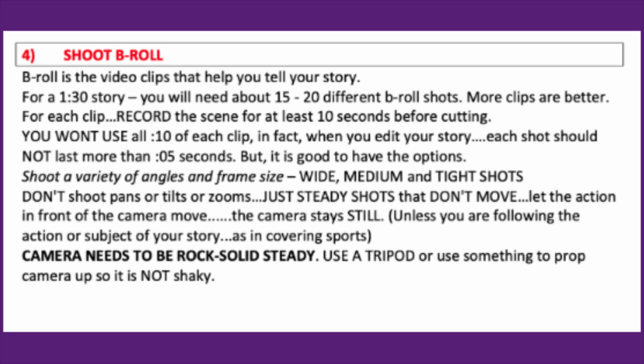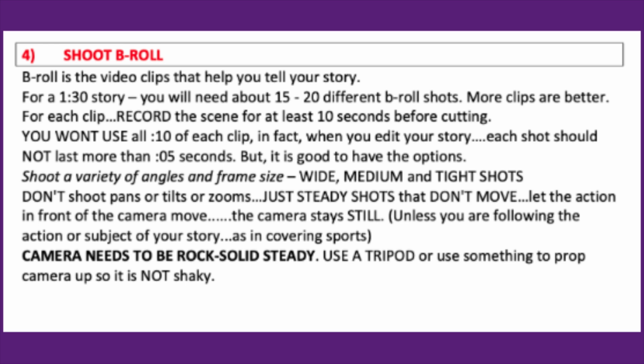But when you're shooting your B-roll, shoot a variety of angles and frame sizes. Shoot wide, shoot medium, and shoot tight shots. Don't shoot pans or tilts or zooms. Don't move the camera around, zooming in and out. Just steady shots that don't move. Let the action in front of the camera move, but the camera really needs to stay still. It just looks so unprofessional if your movement in the camera is bouncy, if it's jerky, it just looks amateur.